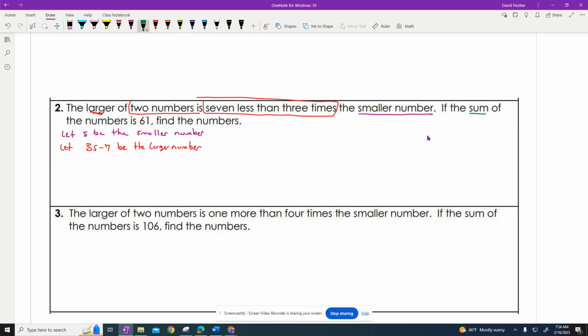They said here the sum, so that means add the two numbers, is, there's my equal sign, 61. So in this problem we're going to have S plus 3S minus 7. I like again to put it in parentheses, even though they're not really necessary. There's my small number, there's my large number, is 61. Now, I don't really need these parentheses, but now we can start working with it. I got S's and I got 3 S's, so I got 4 S's on this side. And go ahead and solve for S.